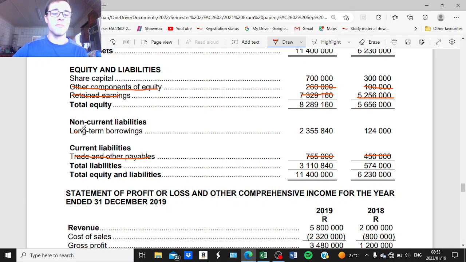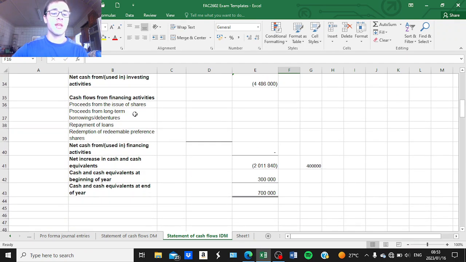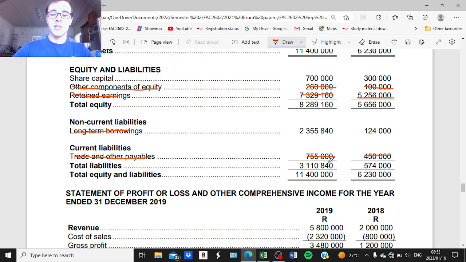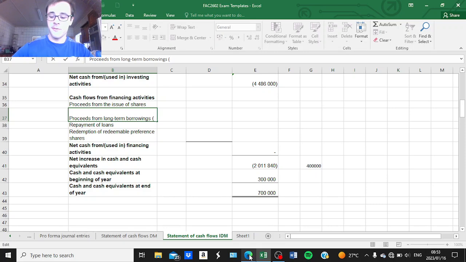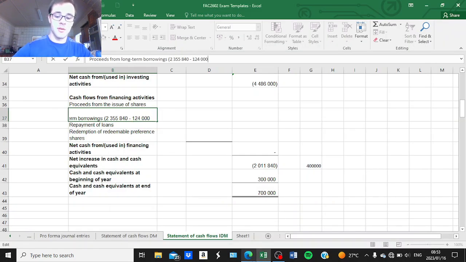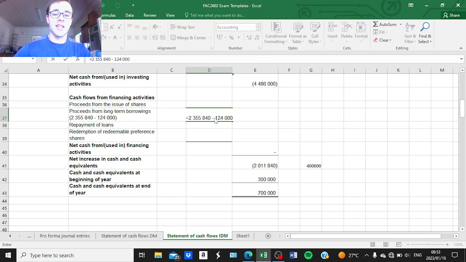All right, then we look at long-term borrowings. There was clearly a change or an increase in long-term borrowings. So an additional loan has been acquired during the year, and this will be shown in the financing activity section. The proceeds from long-term borrowings will just be the difference between the closing balance of 2,355,840 and the opening balance of 124 is then subtracted. And because an additional loan has been acquired, this will be shown as an inflow in the financing activity section.